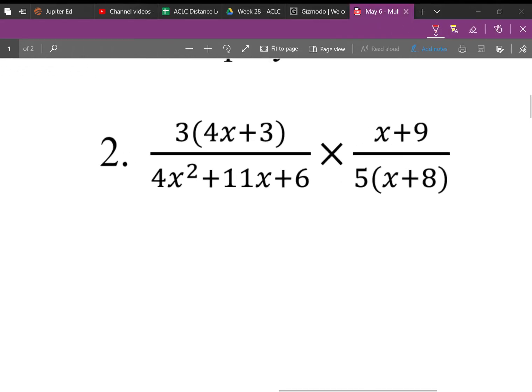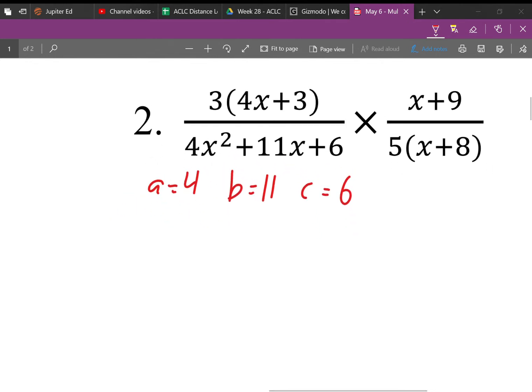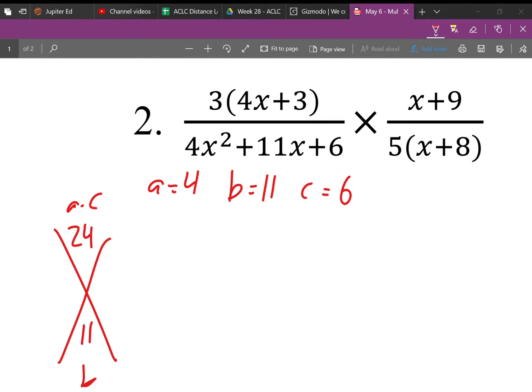On this problem, I have a equals 4, b equals 11, and c equals 6. And remember, because a is not equal to 1, I need to use x and box. So my x: a times c, 4 times 6, is going to be 24 on the top. My b is going to be 11 on the bottom. And the numbers that work there are 8 and 3. Now, if a was 1, we'd be ready to factor, but it's not 1 here. So we need to go to the box next.